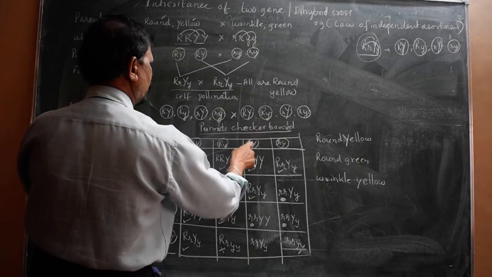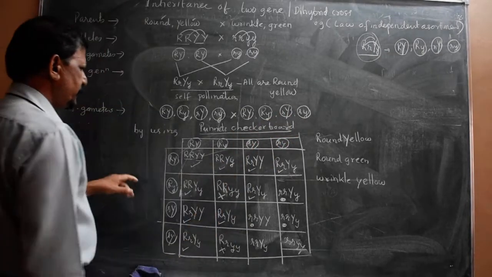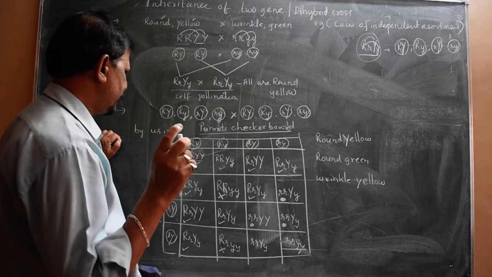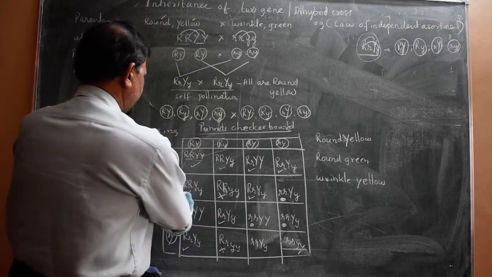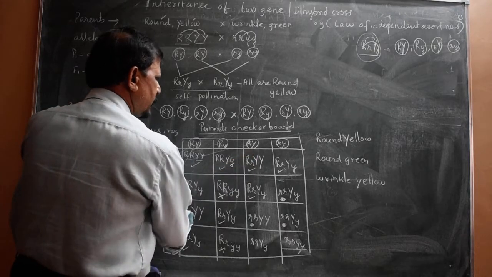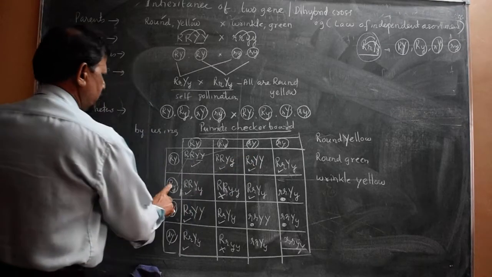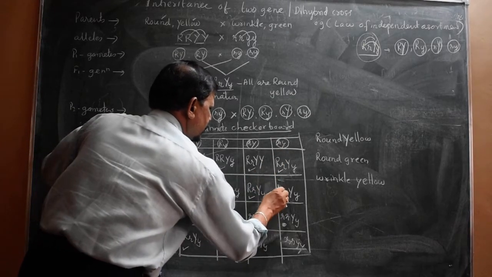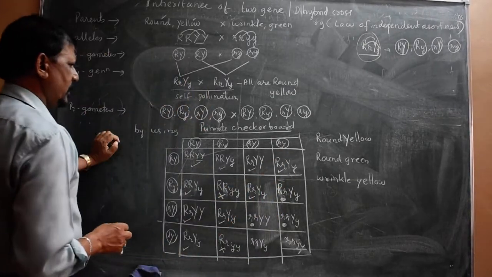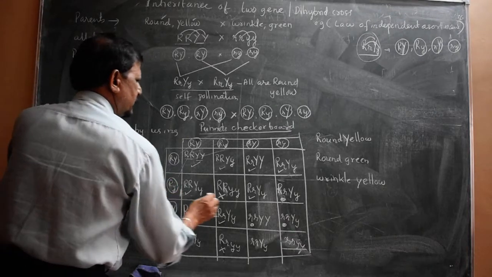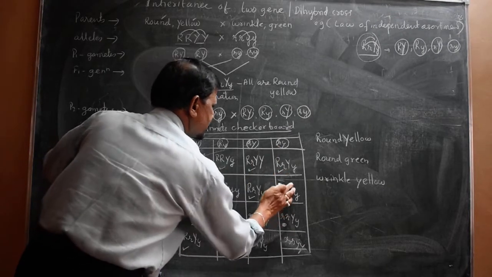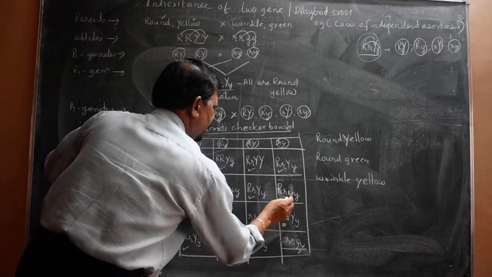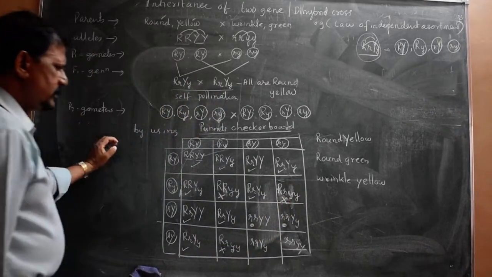See, smaller y. Capital R, Y. Here it has gone wrong. Sorry, here it has gone wrong. This is capital R, this is capital R, and small y is small y. So that is why it is a round green. This is a round green.